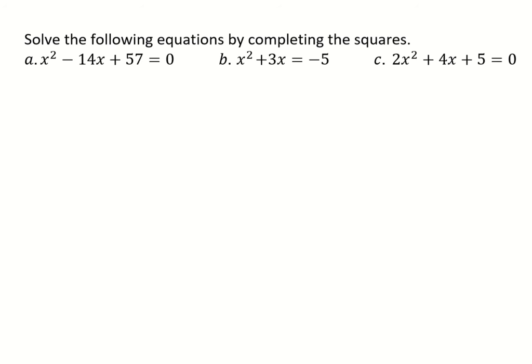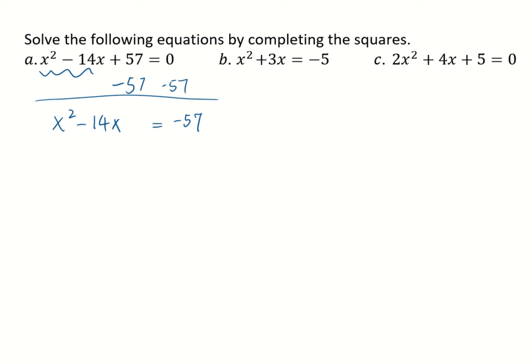In this video, we'll solve the following three equations by completing the square. Let's look at problem A here. To complete the square, we only need these two terms here. So first, we're going to move this 57 to the other side. So subtract 57 on both sides. So you have x squared minus 14x equals negative 57.